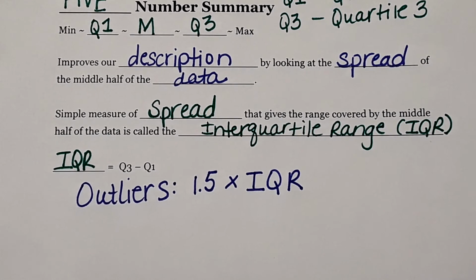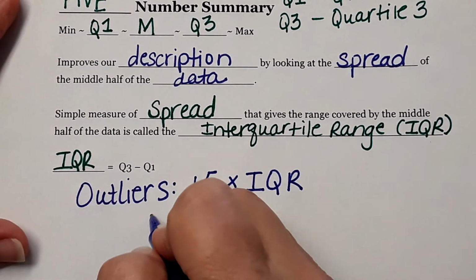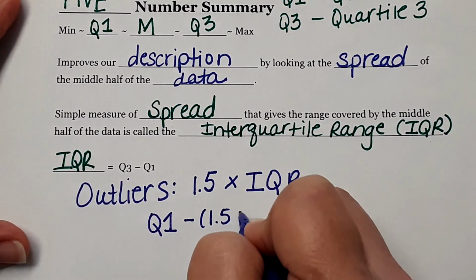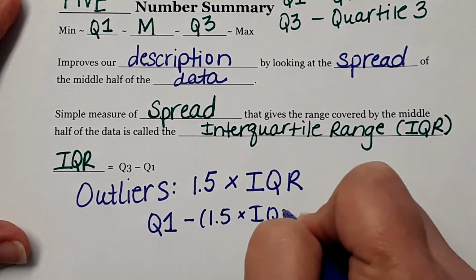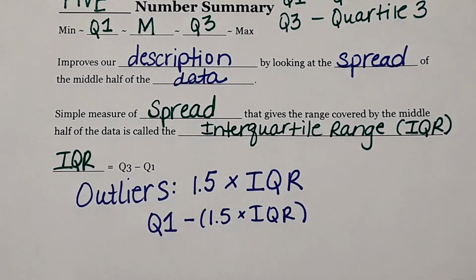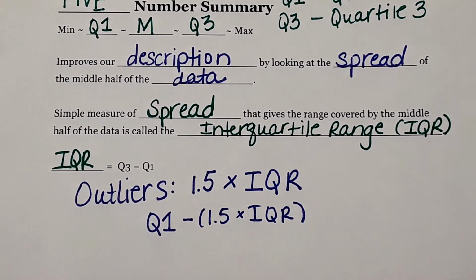So what you do is you multiply 1.5 times IQR and you subtract that from quartile 1. Whatever your quartile 1 is minus this, anything below this number is considered an outlier. That's why it's called the 1.5 rule. So anything below that is called an outlier.